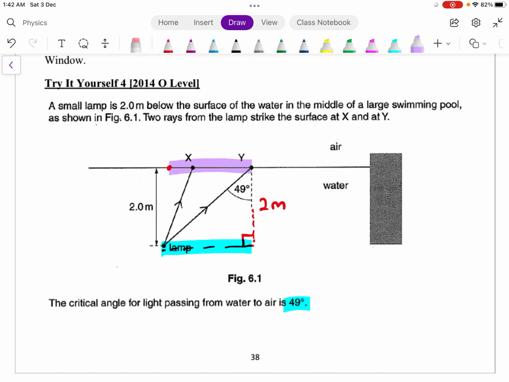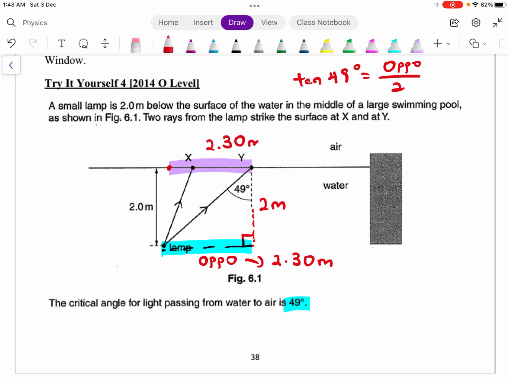So I just need to use trigonometry, and I'm given the adjacent. I just need to find the opposite. So how do I find it? Tangent 49 degrees is equal to opposite over adjacent. So tan 49, you should get roughly an opposite length of 2.30 meters. So the radius of the circular area is actually 2.30 meters. So that's how we solve this type of question.